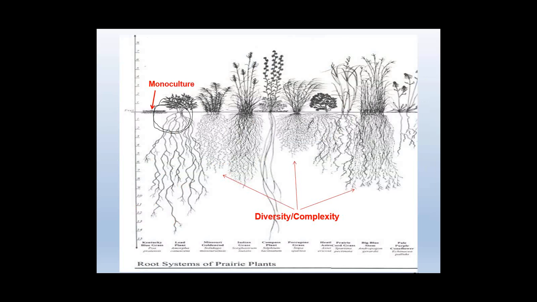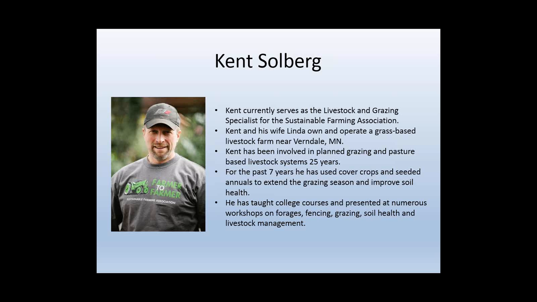So again, to sum up, what we're looking for is diversity and complexity in our plants and our pastures, both above ground and below the ground, rather than monoculture systems.